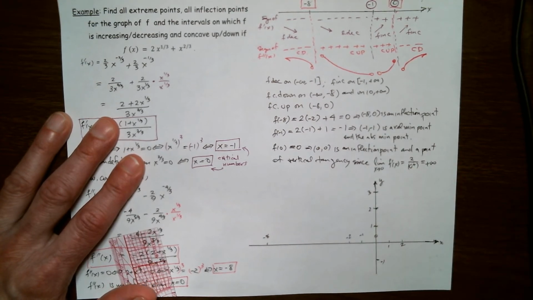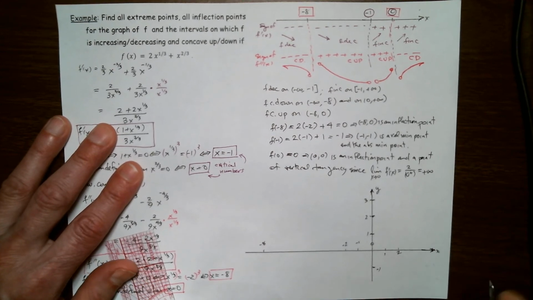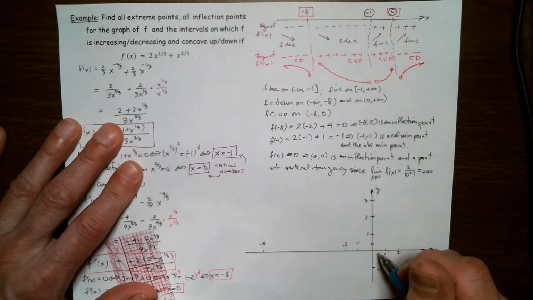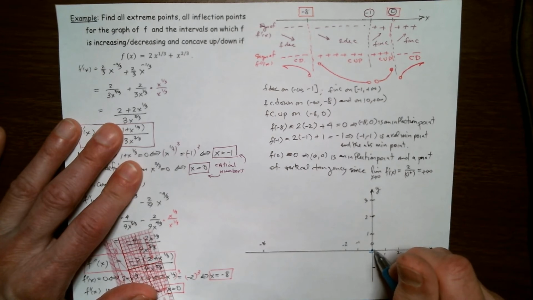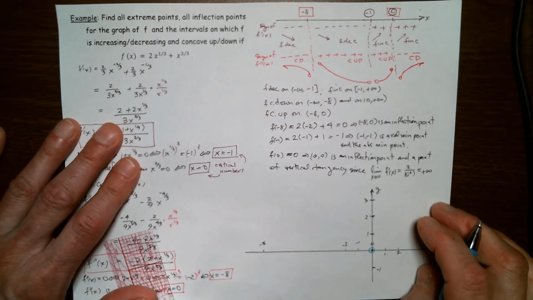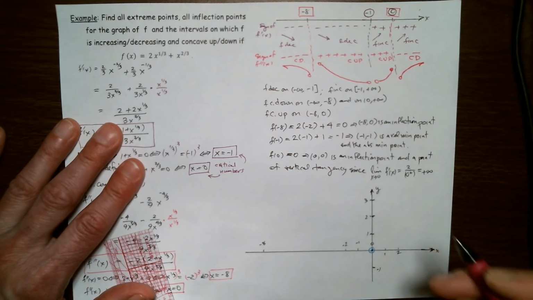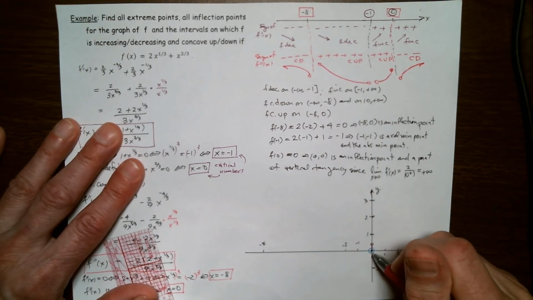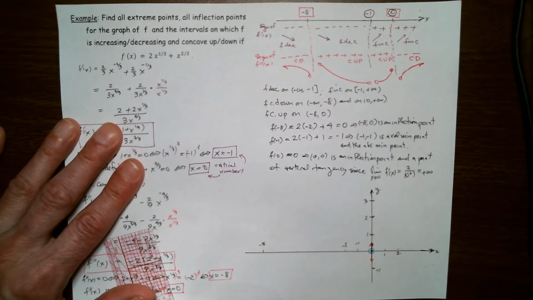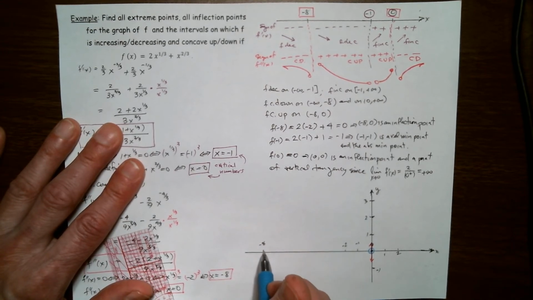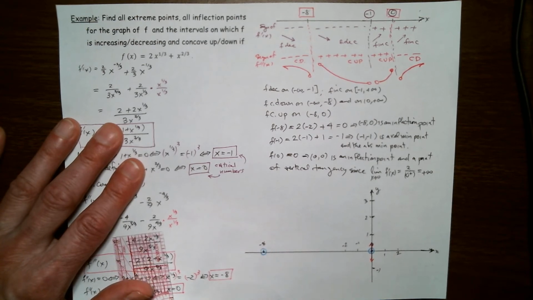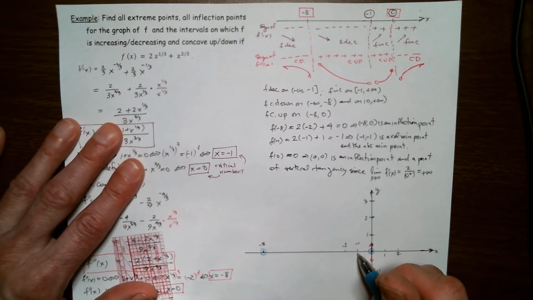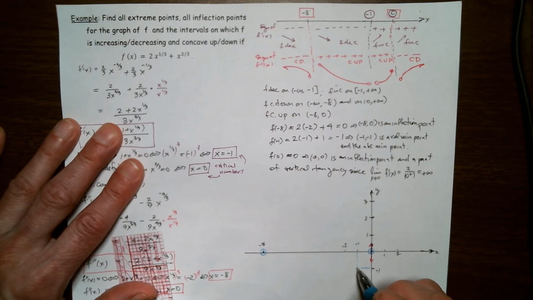And so again, we're going to plot our points. We had the point at the origin, which was our inflection point and our point of vertical tangency. So indicate, here's our tangent line. It's vertical here at the origin. We had another point of inflection, this other x-intercept, -8, 0. We had the minimum point on the graph, -1, -1.